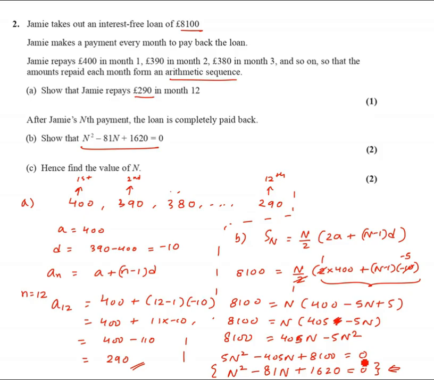So for A I will put 1, for B I will put minus 81, and for C I will put 1620, and then hit solve. That gave me two values of n. One is 36 and the other value of n is 45. So we'll reject this one and accept this one, the minimum. So the answer to question C will be 36.